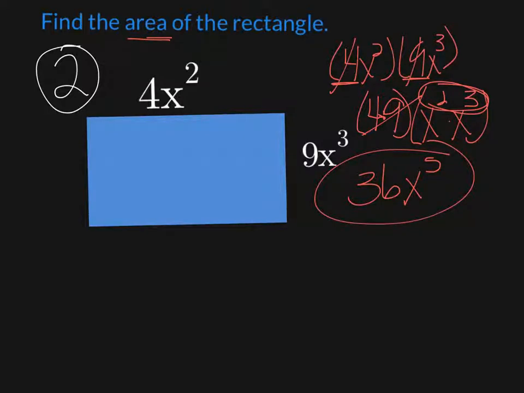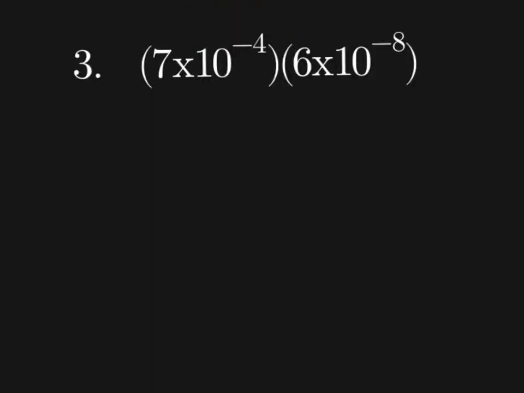And there's my answer. All right, multiplying scientific notation is the same concept where we're going to group like things. So I can group my 7 and my 6.